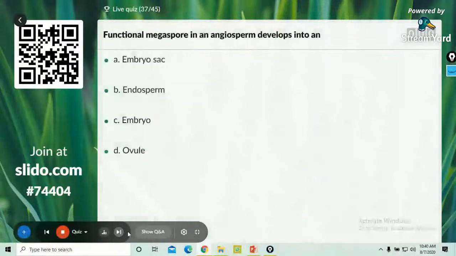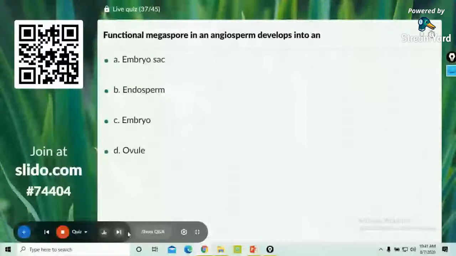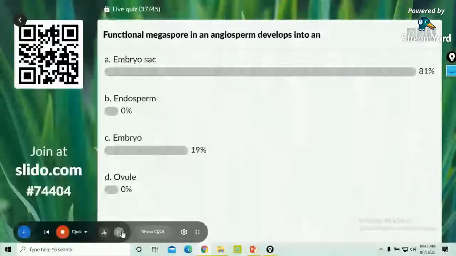37th question. A functional megaspore in an angiosperm develops into an embryo sac, endosperm, embryo, or ovule. The functional megaspore develops into what? Absolutely, it is the embryo sac.